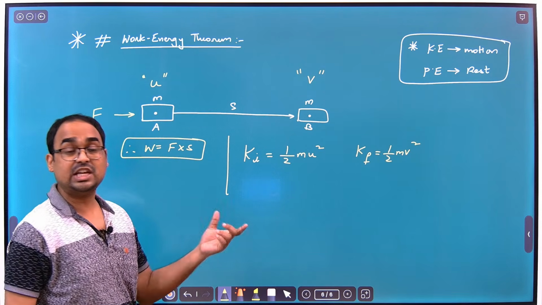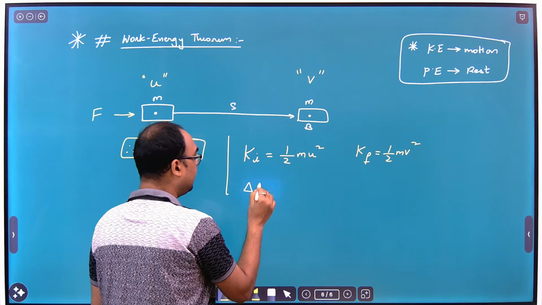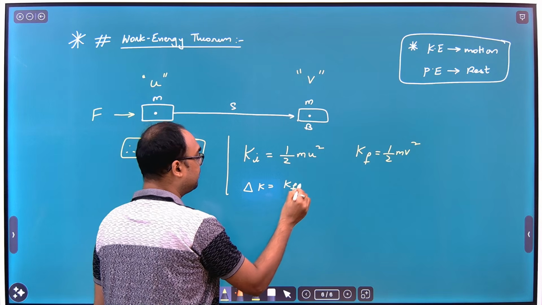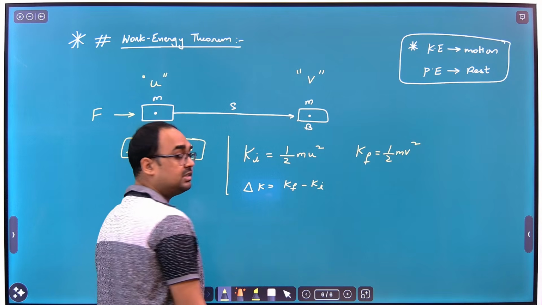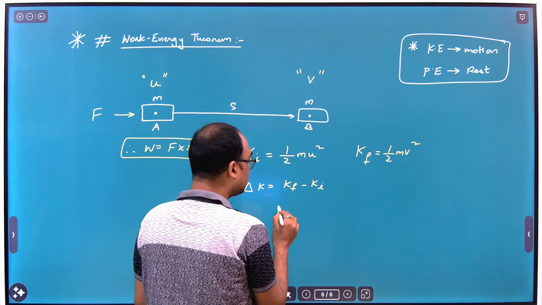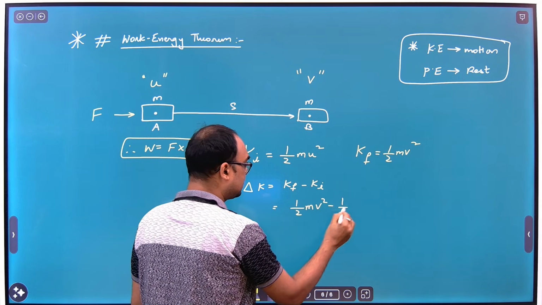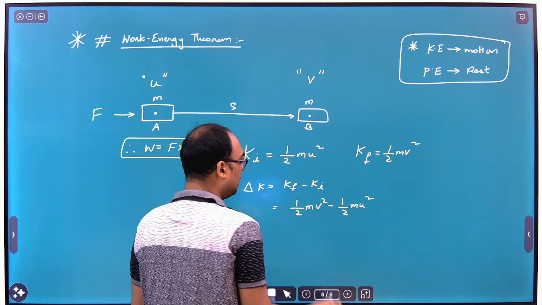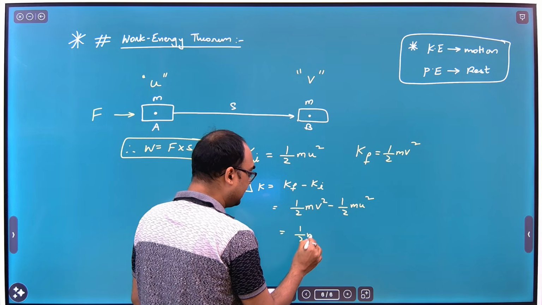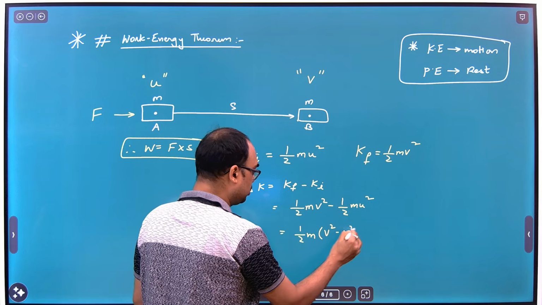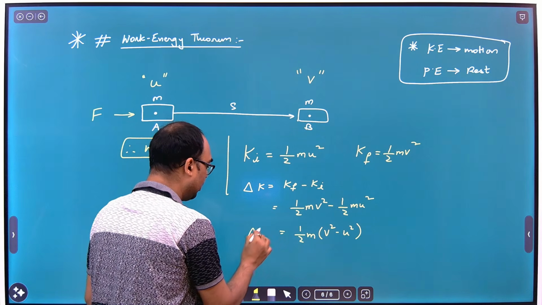So what is the change in kinetic energy? That is delta K. Delta K is Kf minus Ki, final minus initial. So that comes out to be half mv square minus half mu square. If we take common half m, that's v square minus u square. That's delta K, or change in kinetic energy.